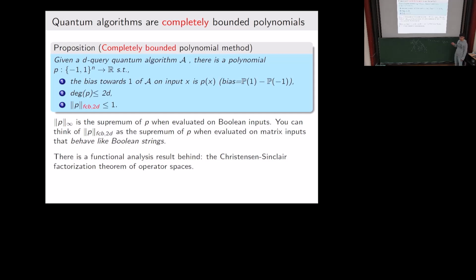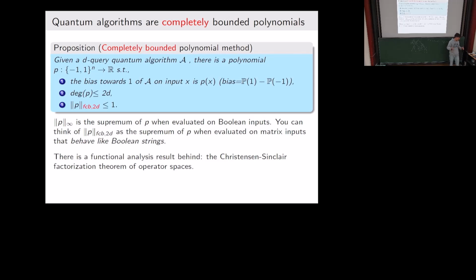But is it clear that the polynomial which appears from quantum algorithm outputs has this property, that the completely bounded norm will be less than or equal to 1? No, it's not clear. I think this was just a particular case, right? No. In general, this is true. It's always true? It's always true. But it's not clear how to see that.